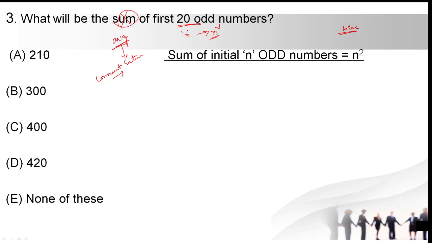Okay, first we'll come to the original question, that is the sum. What is the sum? n square. In the place of n we need to substitute 20, 20 square is, as we know, 400. And this one you need to tell me the answer in the comment section.